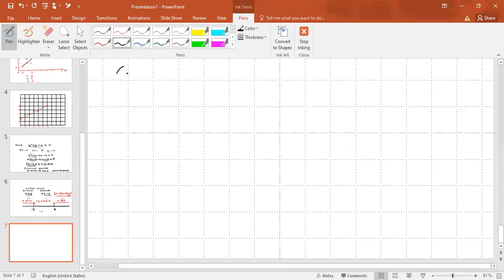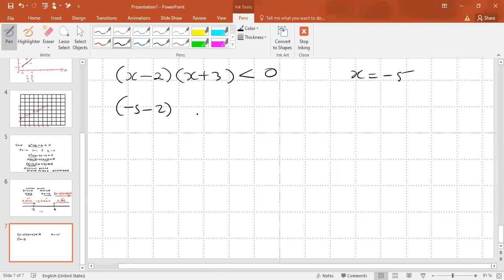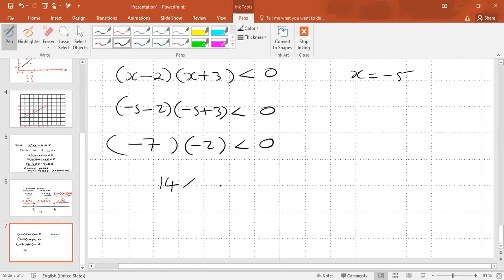So what we have is x minus 2 and x plus 3 less than 0. Then we are testing when x is -5. So we'll substitute -5 minus 2, -5 plus 3 less than 0. Then that will be -7 in brackets, and that will be -2 less than 0. -7 times -2 gives us +14. 14 is not less than 0, this is a false statement.